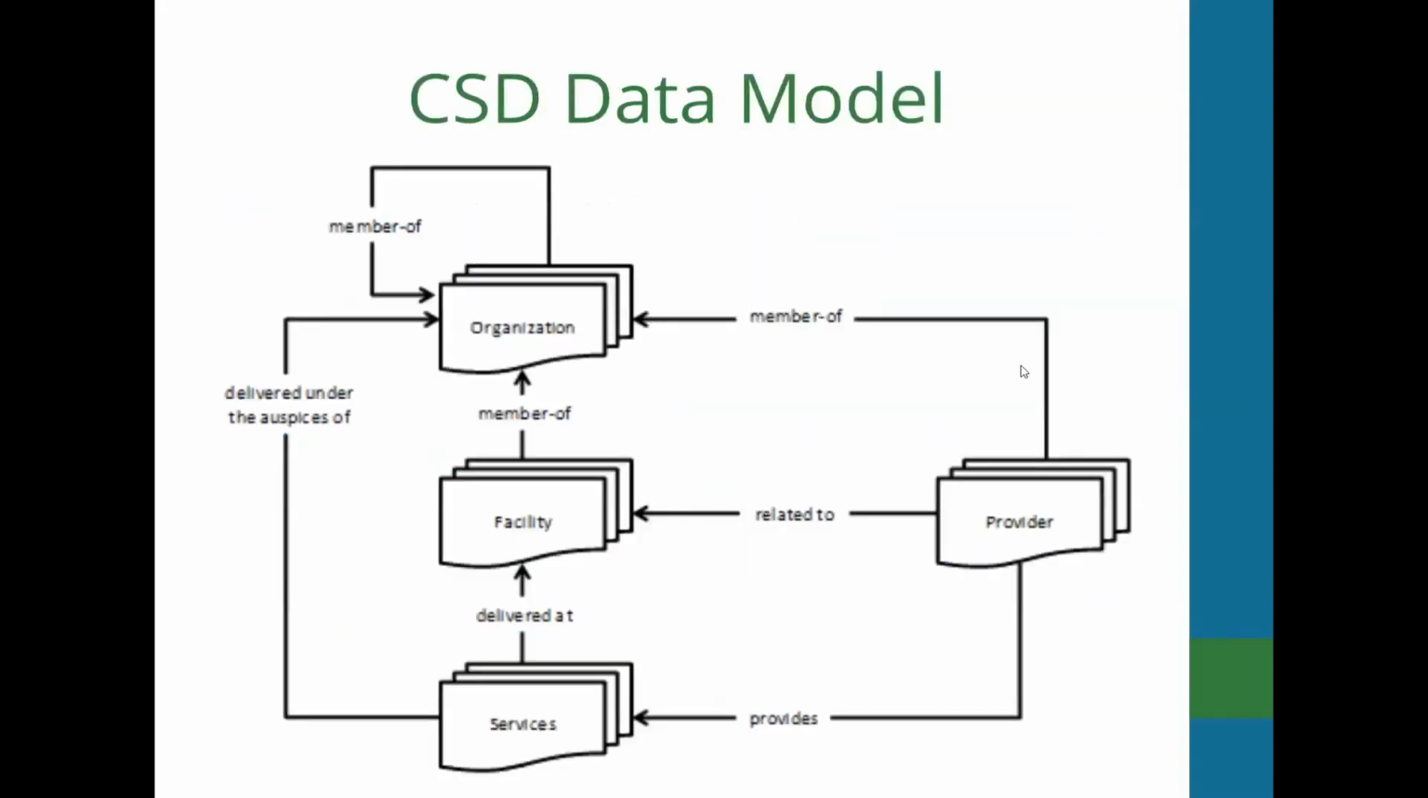So in CSD, here is how the various pieces link together. Again, a provider can provide a service, usually linked to an organization that's providing that service, that the provider works for. A provider can be at a facility, and the provider can have multiple organizations, multiple facilities, and multiple services. Then the organizations are how the hierarchies are managed, and a facility can again be linked to multiple organizations.